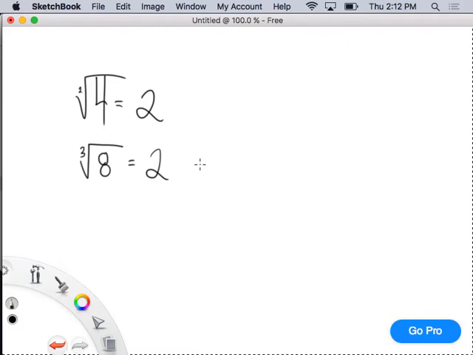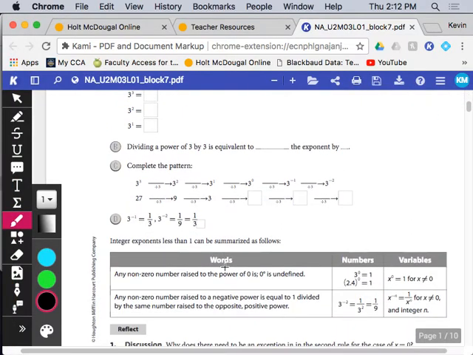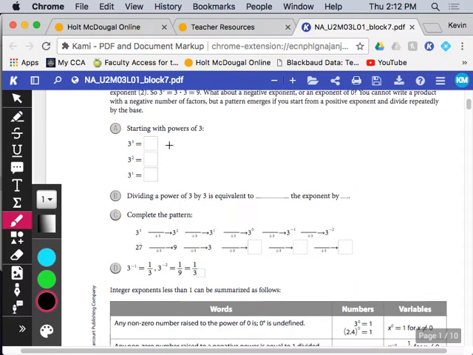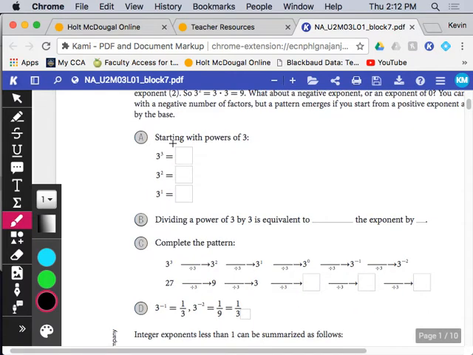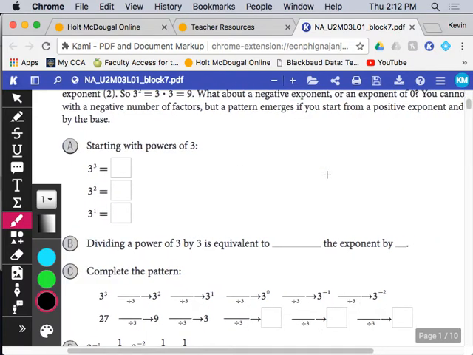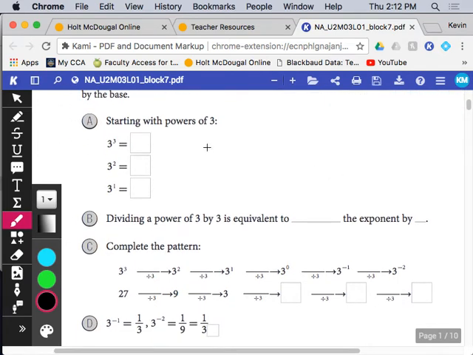So we understand rational exponents, we understand radicals. Let's move forward. Let's begin our lesson. If we open our books and take a look, we see here, starting with powers of 3, we have 3 to the third equals what?